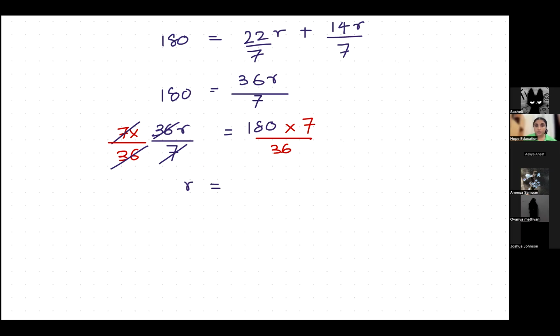Let's look at the other side. 36 is 9 times 4. 9 times 2 is 18, with this 0 that makes 20. 4 times 1 is 4, 4 times 5 is 20. Then 5 times 7 is 35. Then the radius is 35 centimeters.